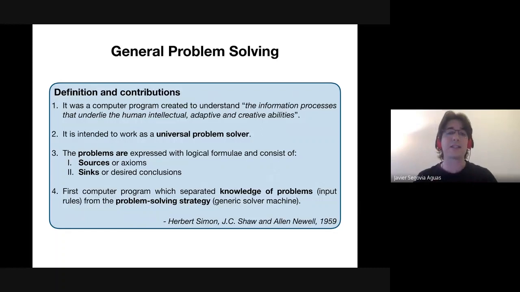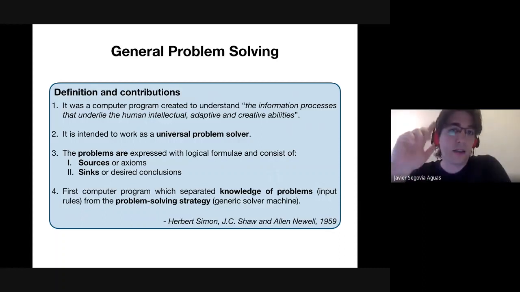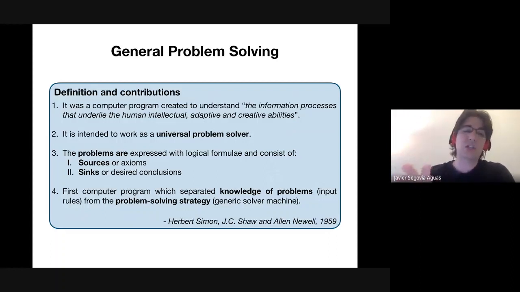And this was intended to work as a universal problem solver, which means, like humans, give me any problem that you want, and I will show you the solution to this problem. Related to planning, it would be: tell me what is the sequence of actions that you have to apply in your world to achieve your goals. The problems, at least in this paper, were expressed as logical formulae that consist of sources or axioms, which mean your initial situation, and things or desired conclusions, which are the goals that you want to achieve with your agent.